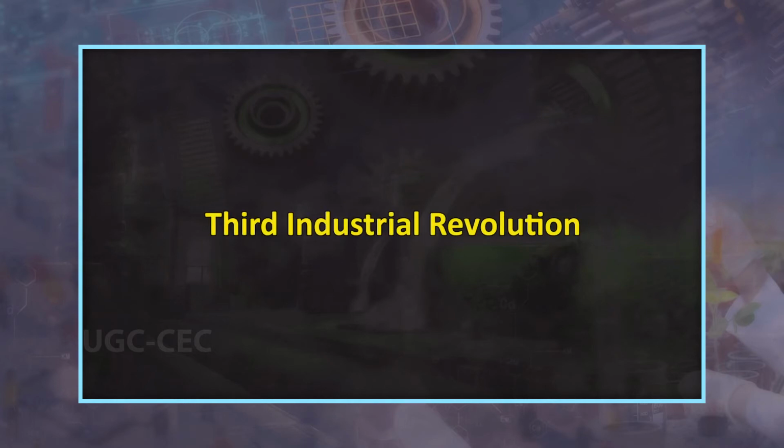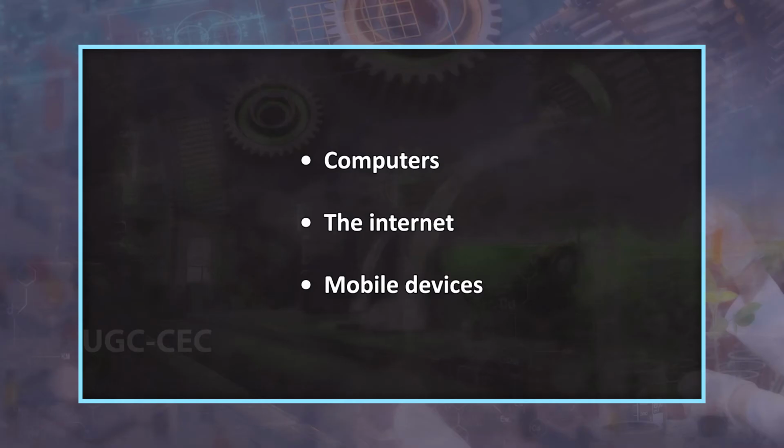Third industrial revolution, also known as the digital age, is a period of significant technological advancement that began in the late 20th century and continues to the present day. It is characterized by the widespread acceptance of digital technologies including computers, the internet, and mobile devices.